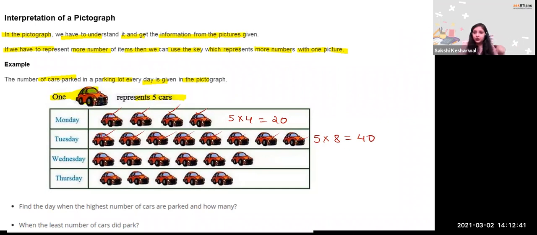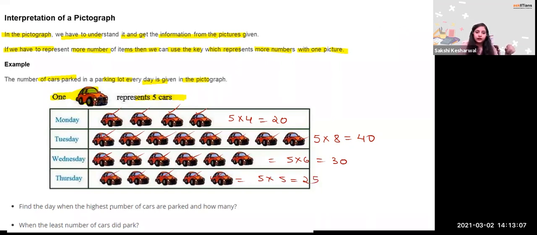Now, 40 and 20 are the frequencies of the cars that have been parked on Monday and Tuesday, respectively. Now it will have 1, 2, 3, 4, 5, 6. So it is 5 into 6, which is equal to 30, right? So 30 cars, that's the frequency of the cars parked on Wednesday. Now it's coming 1, 2, 3, 4, 5. So it's 5 into 5, which is equal to 25. So 25 cars will be parked on Thursday.